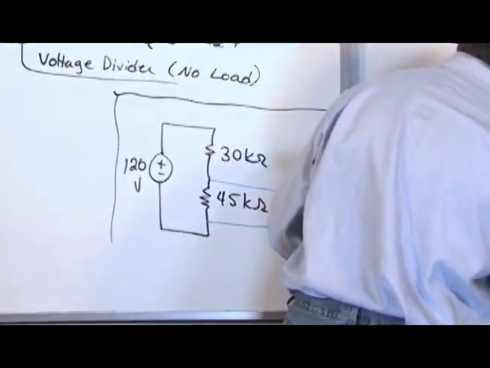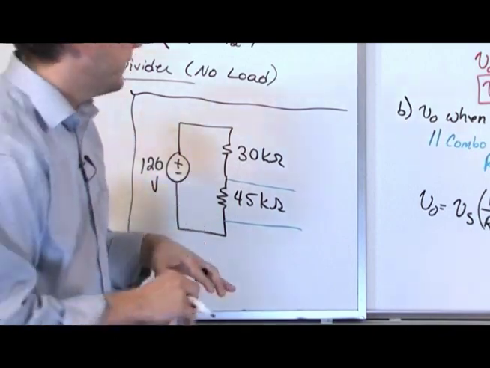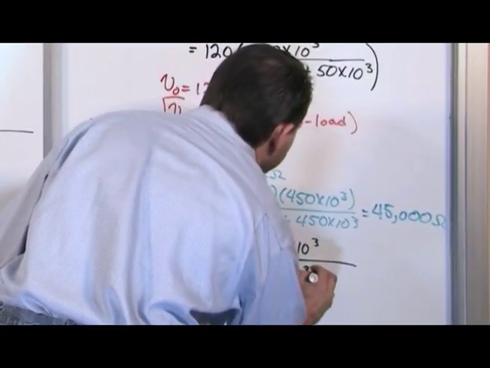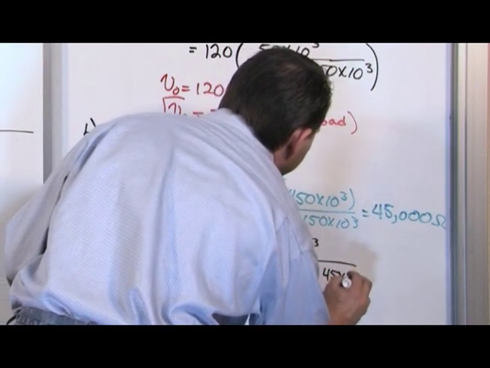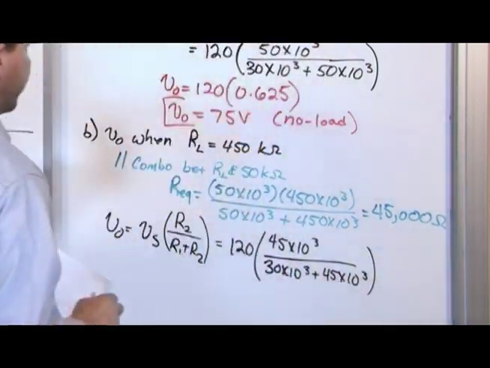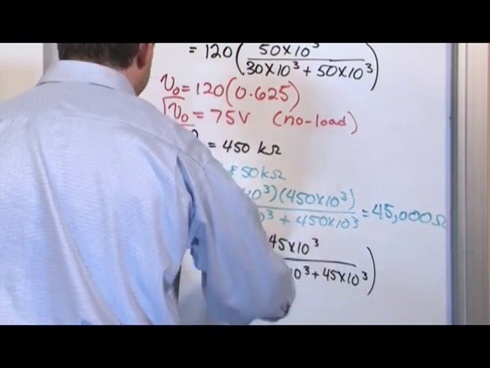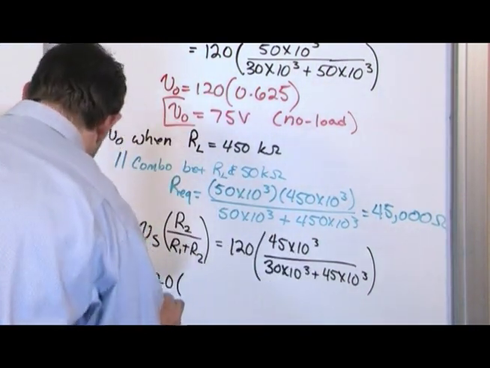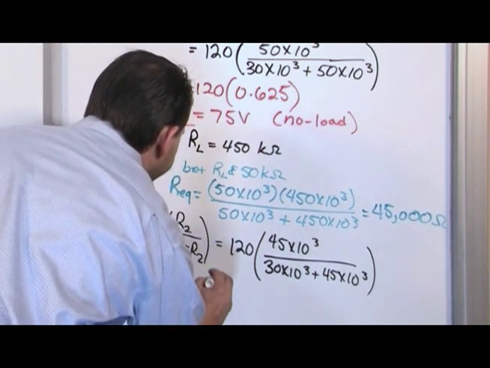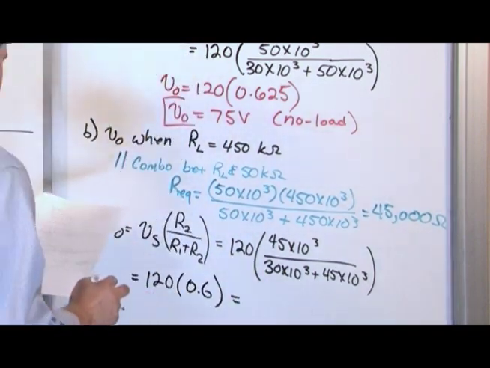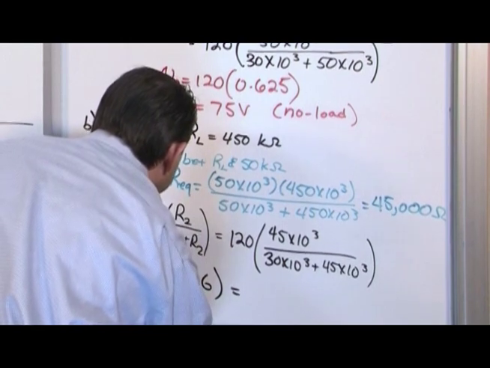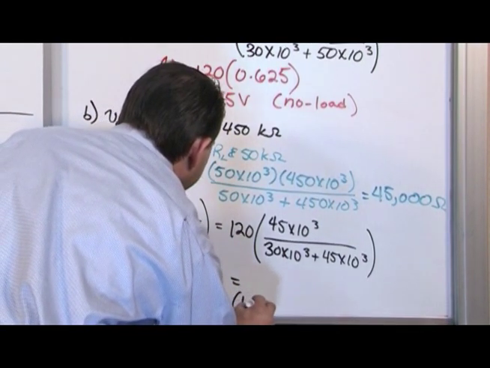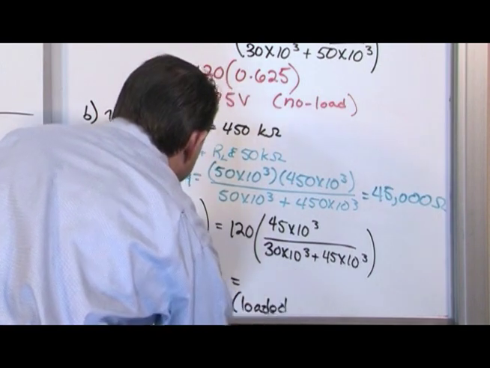And now we do a sum. So here we have 30 and 45. So we have 30 times 10 to the 3 plus 45 times 10 to the 3. We close that off, so we do the division there. What we're going to get here is 120 times 0.6. And then when we do that multiplication, we'll get 72. Let's just rewrite it here. V naught is 72 volts, and I'm going to put loaded, just to make sure everybody understands.